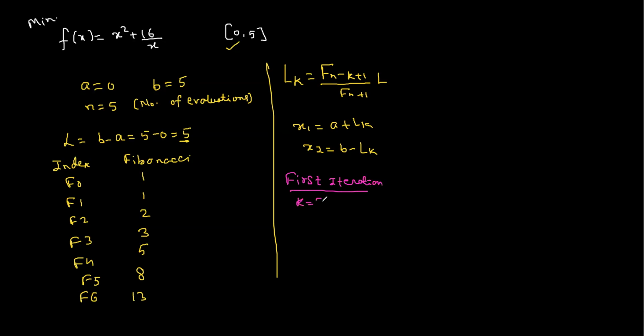Let k is equal to 2. Why start from 2? Because the first 2 values you will have already there. You know, the first 2 terms are always 1, 1. In the Fibonacci series, the next term depends on the previous 2 terms. So L2 becomes what? F4 upon F6 into 5, isn't it? 5 over 13.